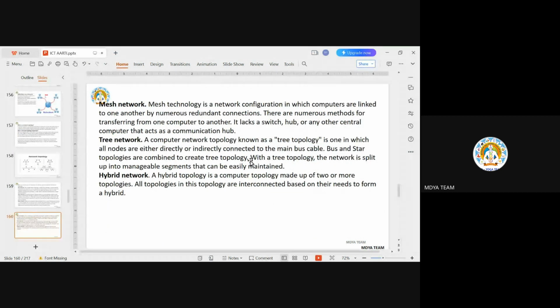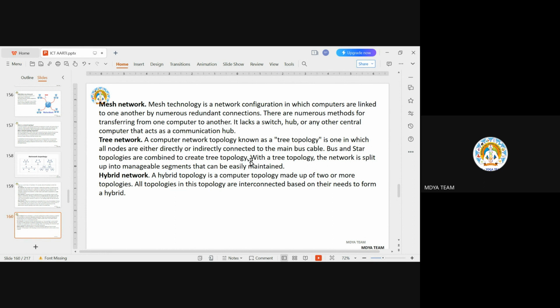Mesh network. Mesh network is a technology where one PC is connected with all the PCs. In earlier topologies we saw that one PC is connected with only one hub or one cable, or in a circle form. But in mesh topology, one PC is connected with all PCs. Suppose there are 6 PCs. The first PC is connected with the other 5, and the second PC is also connected with the other 5. That's why it is called mesh network topology.